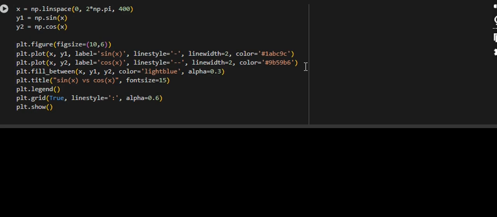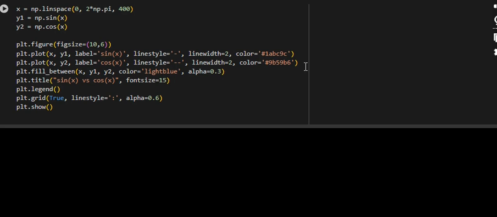plt.plot(x, y1, label='sin(x)'). plt.plot(x, y2, label='cos(x)'). plt.fill_between(x, y1, y2, color='lightblue', alpha=0.3). plt.legend(). Legend below, alpha equals 0.6. This plot compares the sine and cosine functions over one full period from 0 to 2π.